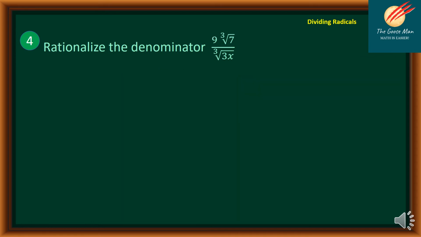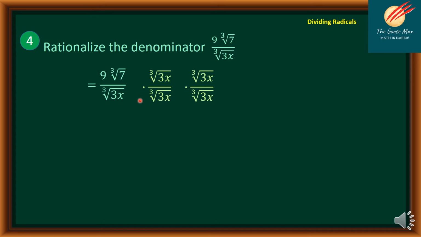Let's have number 4. Rationalize the denominator of 9 times the cube root of 7 divided by the cube root of 3x. So again, what we're going to do is multiply both the numerator and denominator by our radical, the cube root of 3x. It means we should have the cube root of 3x three times in our denominator, so we need 2 more to complete the cube root of 3x.